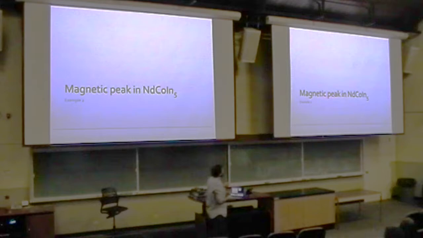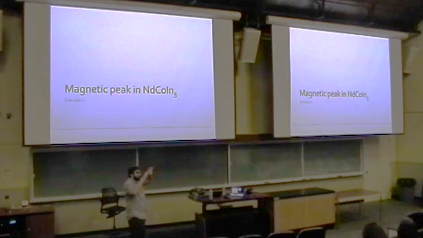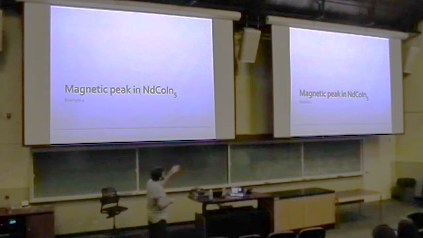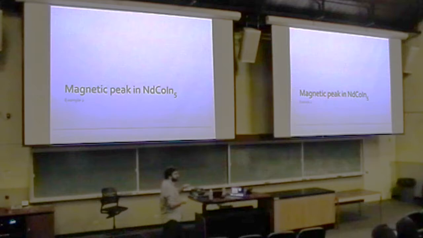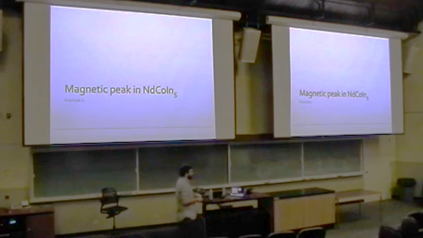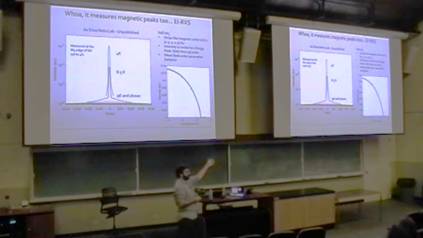So that example shows you that the resonance can really bring out really small signals. And that was an example of charge. Okay. But this technique can also measure magnetics. So here we're starting to study this neodymium cobalt indium 5, which has a magnetic ground state. It's in the series of these 115 heavy fermion, typically superconducting materials. But just to give you an example of a strong peak, and a magnetic one too.